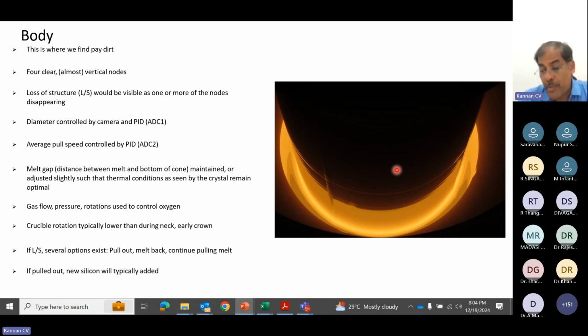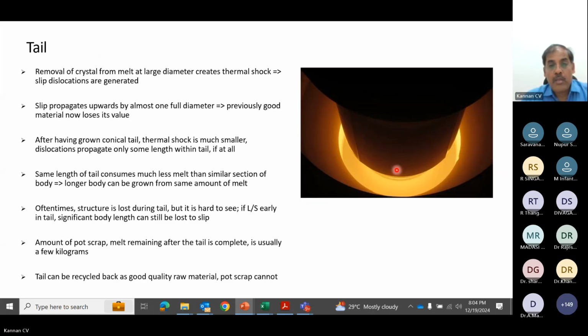Semiconductors normally use a round wafer, and the orientation is also different. Solar PV also uses a round crystal wafer, but from there you can cut a square or rectangular wafer as per the requirement. Once you grow the body to a certain length, obviously the amount of melt inside the crucible also goes down.